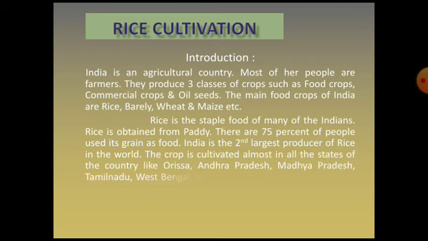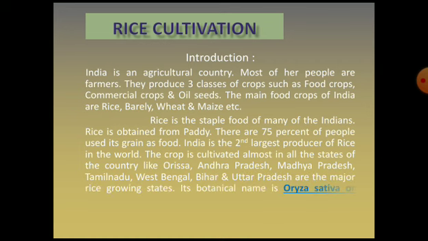India is the second largest producer of rice in the world. The crop is cultivated almost in all the states of the country. Orissa, Andhra Pradesh, Madhya Pradesh, Tamil Nadu, West Bengal, Bihar, and Uttar Pradesh are the major rice growing states. Its botanical name is Oryza sativa or Dhana.